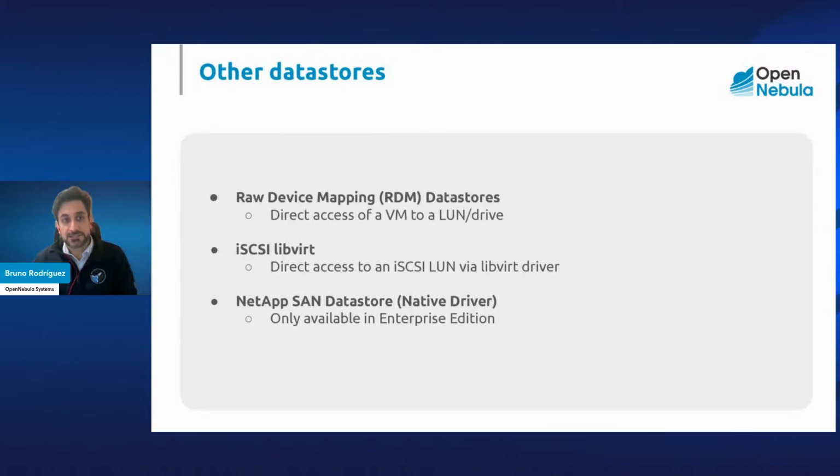There are some other kinds of drivers that we have for data stores. There is the raw device mapping. This is in case you need to access a LUN or a drive directly. OpenNebula just relies on libvirt, and libvirt supports it, so we can use it. With iSCSI, it's similar, though not totally identical. It finds a device on an iSCSI target, and after that, libvirt can mount it and use it as a disk on a virtual machine.